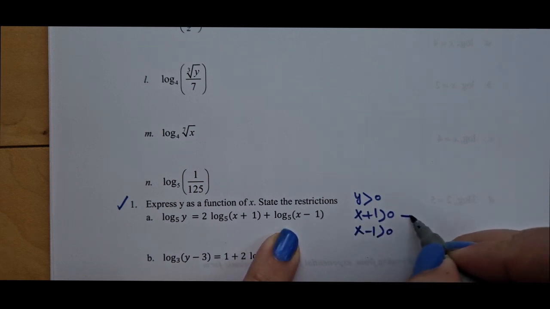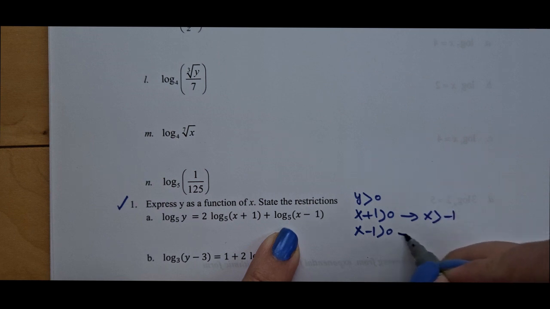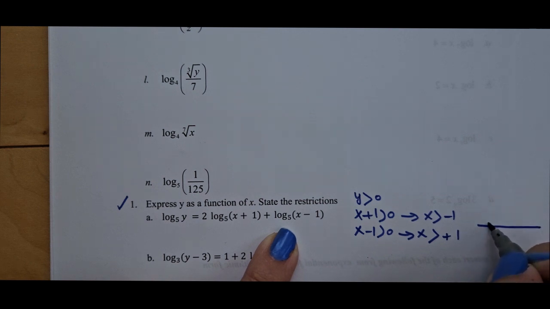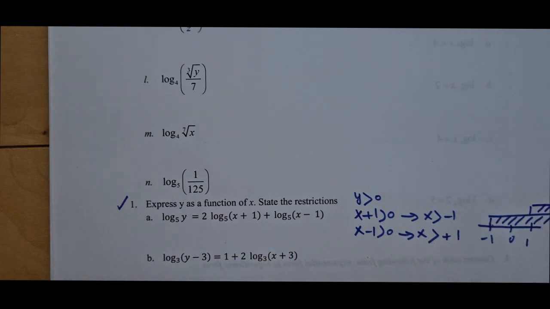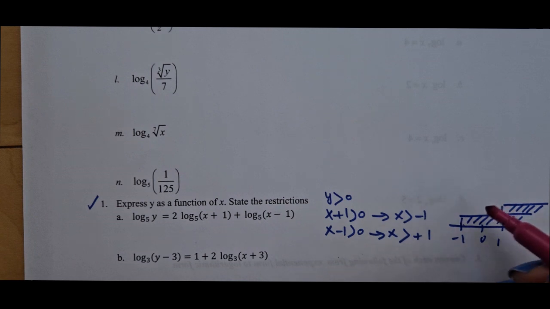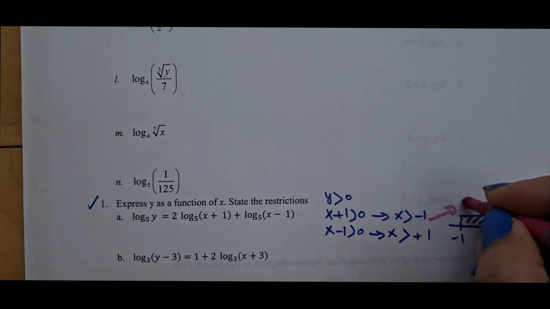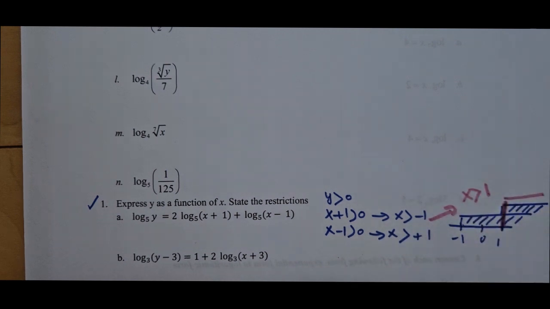and the third restriction, so from here x must be greater than -1, and from here x must be greater than +1. So this is -1, this is 0, this is +1. So your x must be greater than this, but at the same time it must also be greater than this, right? So if we want the x to satisfy both conditions, our x must be greater than 1. So from these two, your x must be greater than 1 and your y must be greater than 0.